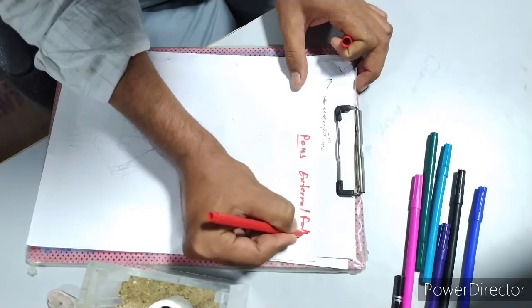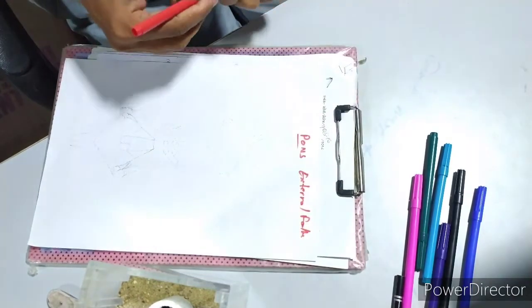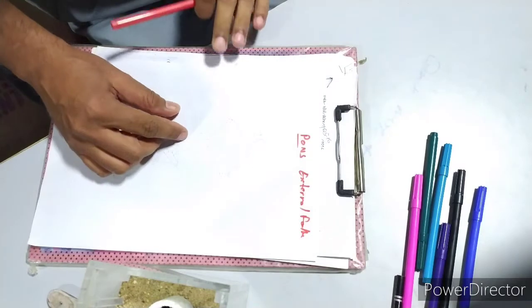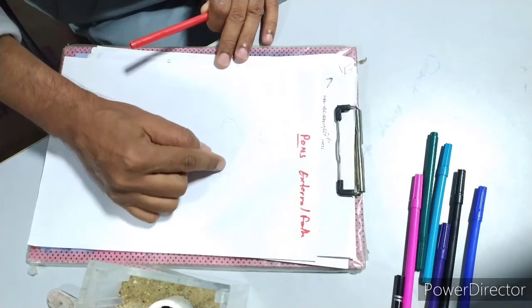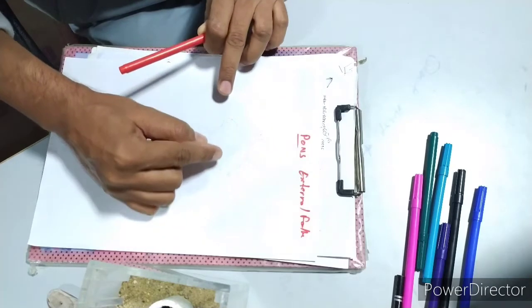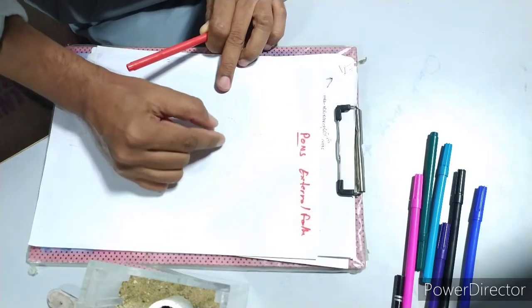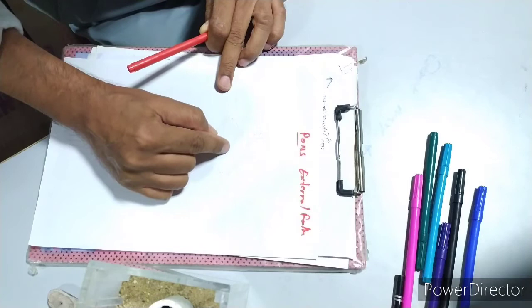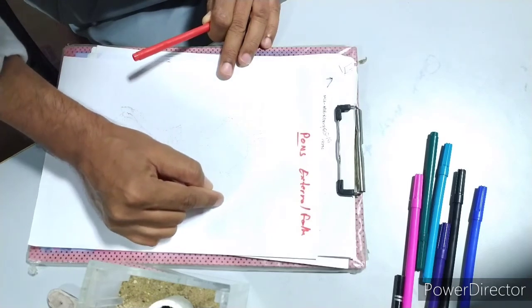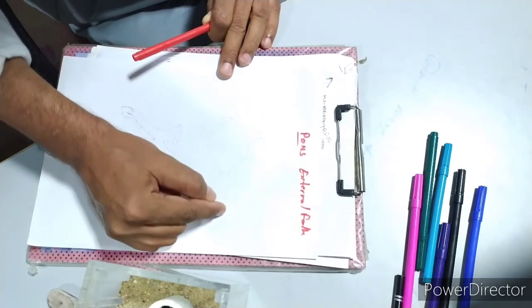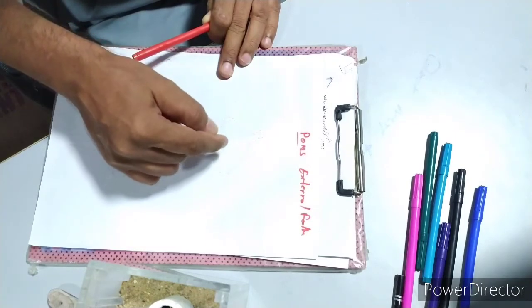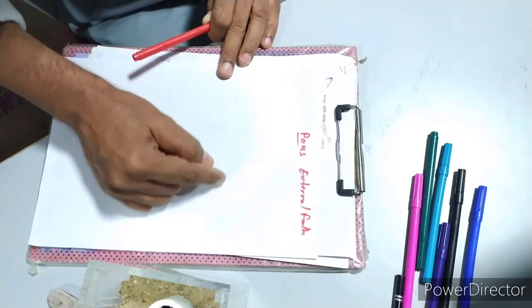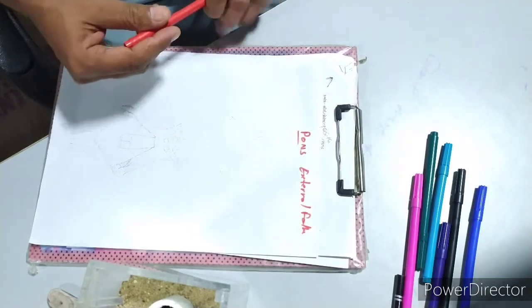External features. If you see the meaning of pons, pons is a bridge, because the pons makes a bridge between the two cerebellar hemispheres, and here the fibers from the pons pass towards both cerebellar hemispheres. So it acts as a bridge through which the fibers from the pontine nuclei pass towards the cerebellar hemisphere.